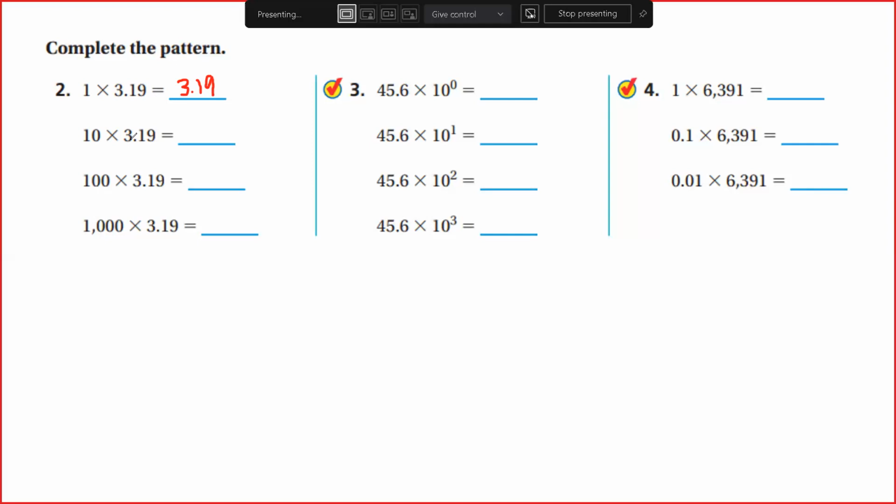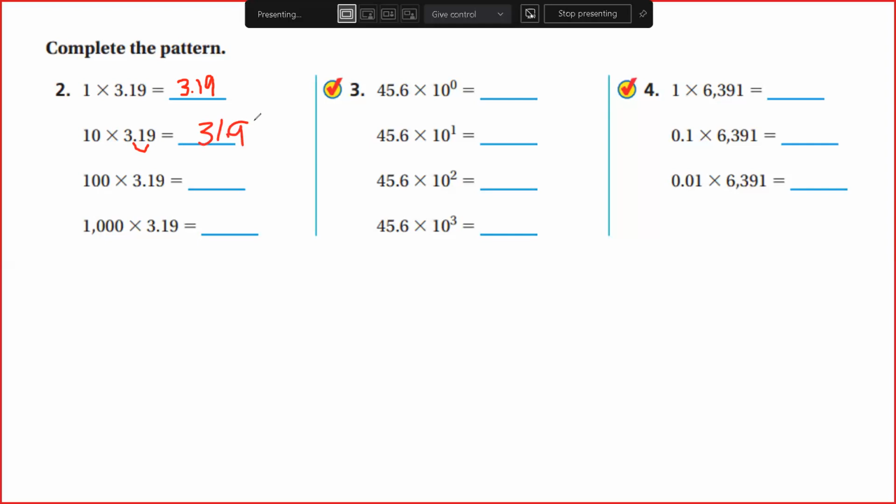10 to the power of 1 times 3.19. Where should you move the decimal point? The decimal point will be after 1. To the right, bravo, after 1. So it's going to be 31.9. Thank you, Mariam.